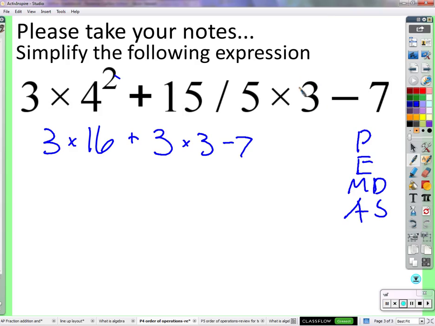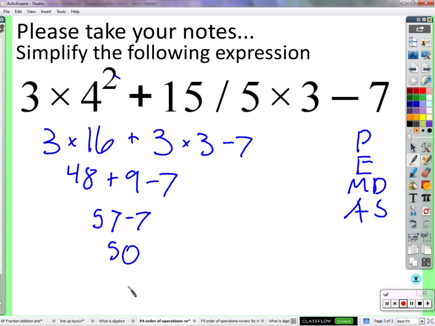3 could be multiplied by 5 or subtracted by 7. According to this order, we would multiply it before we would subtract 7. So now we have multiplication and some more multiplication. So 3 times 16? 48. 3 times 3? 9. We'll add those together. We'll subtract 7. There, 48 plus 9 is 57. 57 minus 7 is 50.